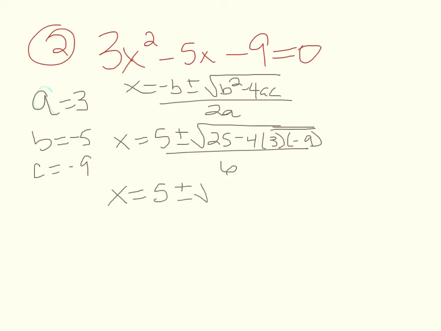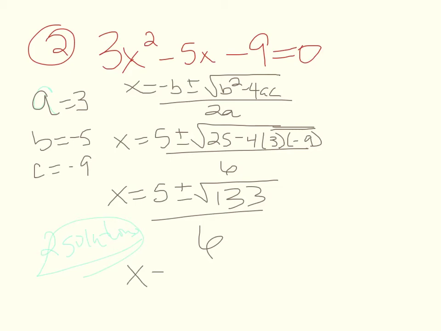Okay, so we're going to figure out what the discriminant is, and the discriminant, remember, is under the square root sign. And that is 133, all over 6. So this tells us we have a positive number here, which means we are going to have 2 solutions. I'm going to go ahead and keep going. So x equals 5 plus or minus the square root of 133, which is 11.5, divided by 6.